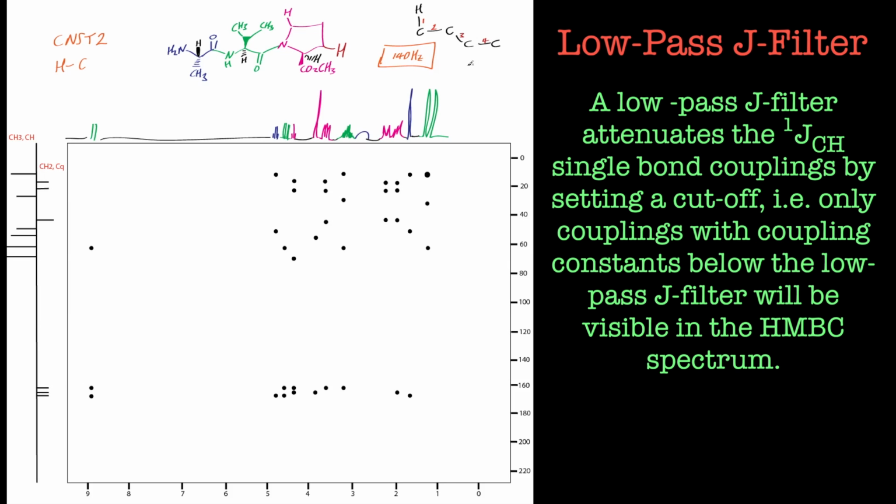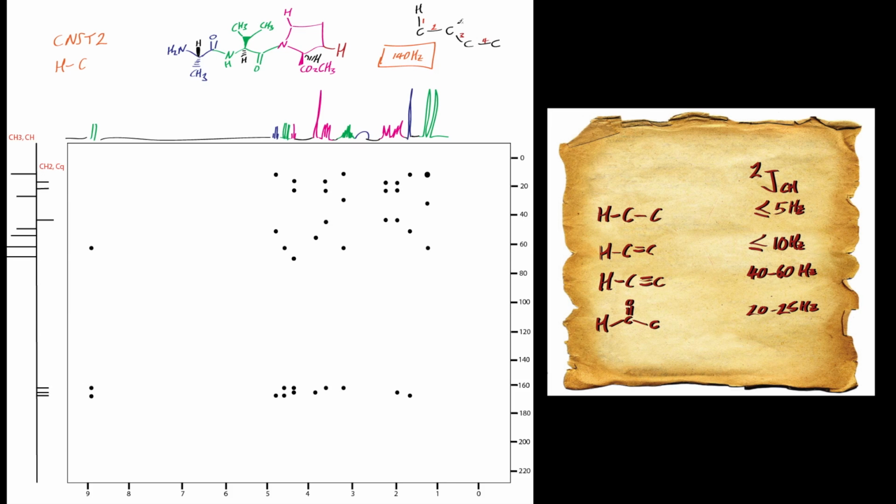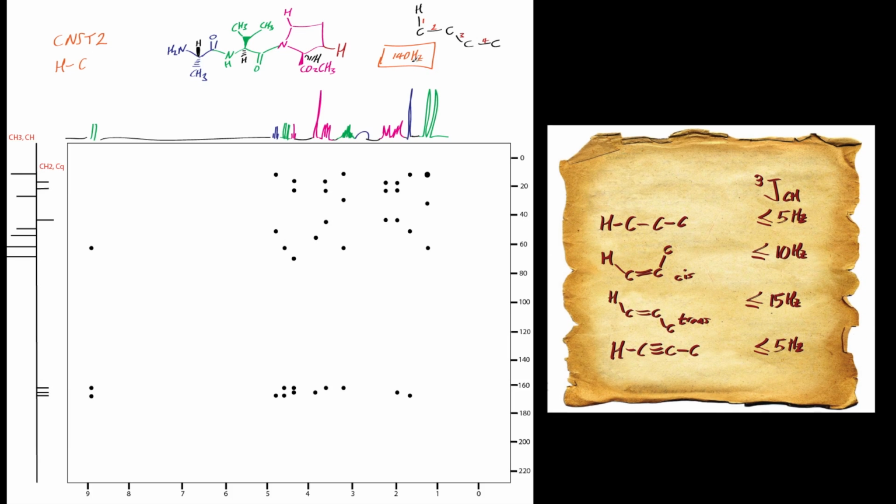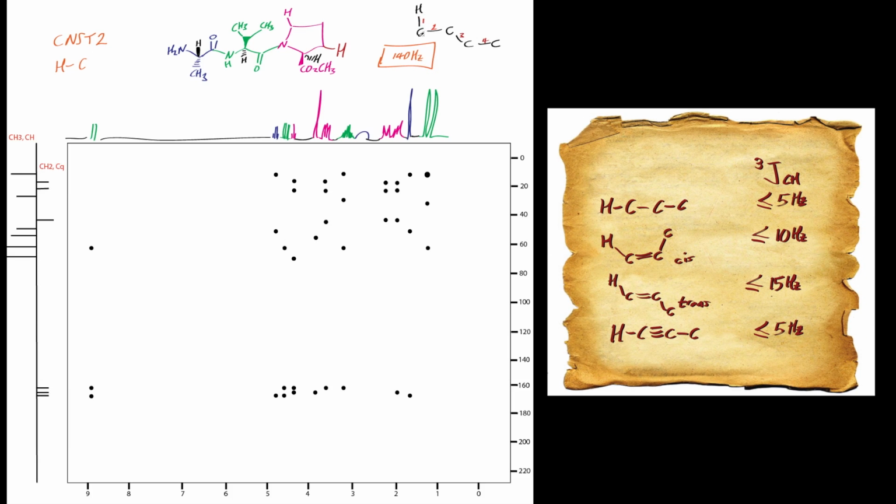I'll put a list of values up at the side for what these coupling constants are, and they'll be available in the worksheet as well. This is important because you can change this value as you run the spectrum, and it will filter out this single bond correlation and clean the spectrum up a bit.